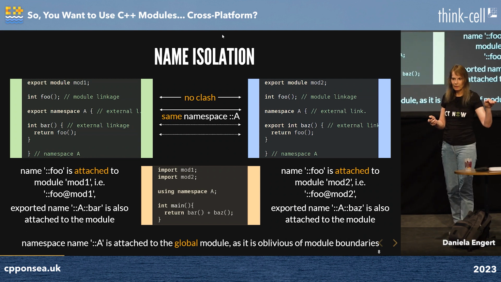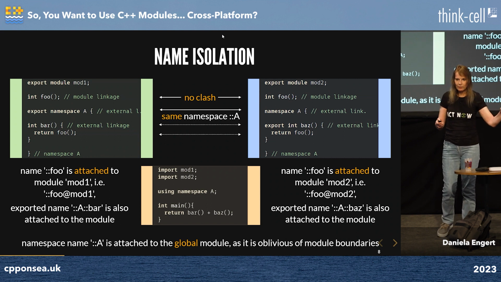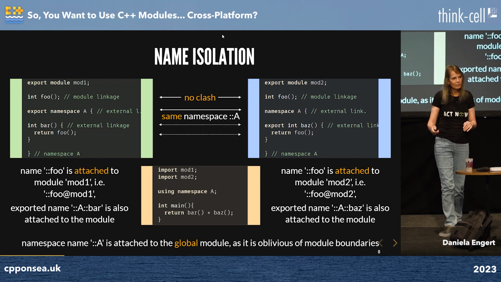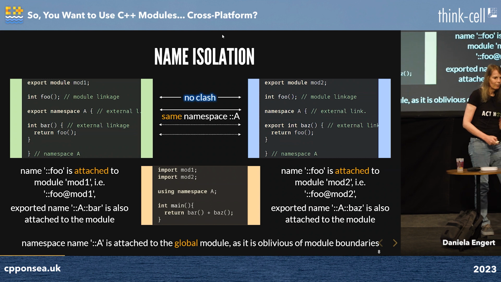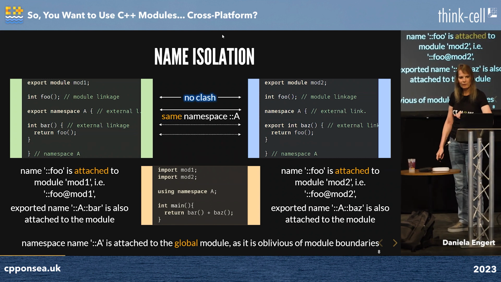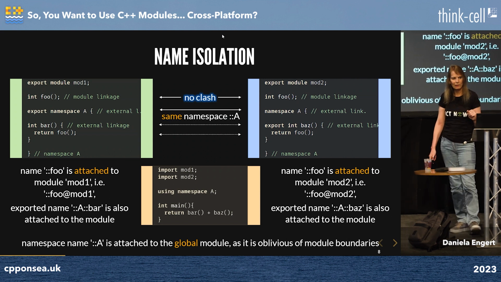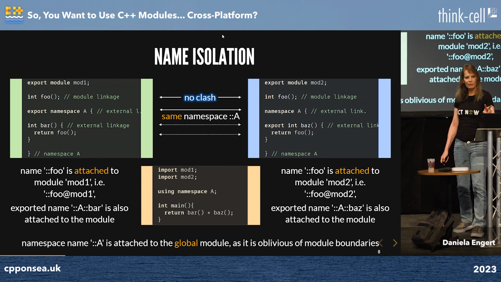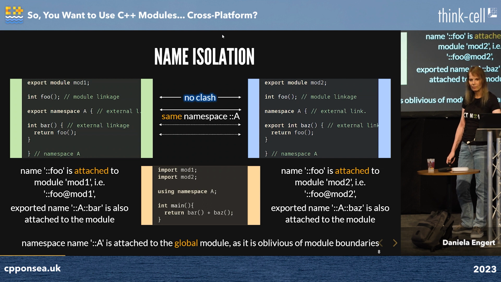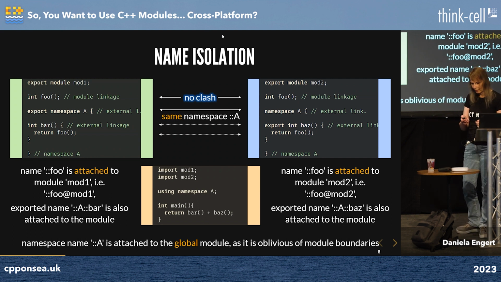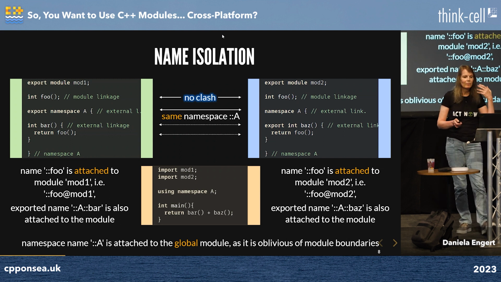Things that are in the module purview can only be referred to from within the module purview. And this gives us name isolation. Here we see two modules, and both of them have a function foo at namespace level, which is not exported. Even though the name is the same and the semantic properties are the same, these are different foos. So you can take this to your advantage and don't have to do crazy things to avoid clashing the names in the linker, for example.